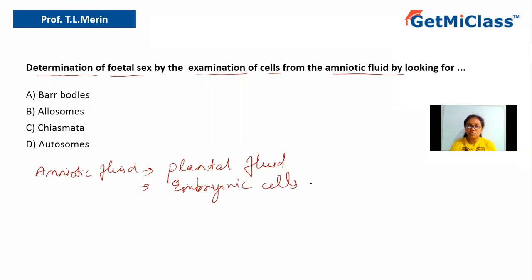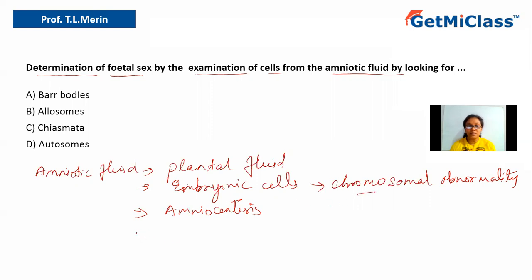This is used to identify any chromosomal abnormality. That is why this particular fluid will be taken and analyzed for the chromosomes so as to find out chromosomal abnormality. This entire methodology of collecting amniotic fluid and looking for the chromosomal abnormality is called amniocentesis.